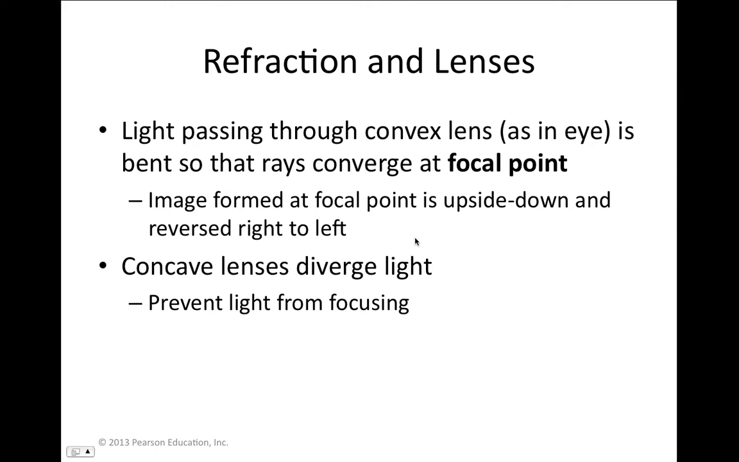So the image is formed at the focal point upside down and reverse right to left. So you actually do see upside down and backwards in the eye. But your occipital lobe, your cerebral hemispheres, are going to flip that vision so you see it properly. The concave lens will diverge light, preventing it from focusing on certain images. So you can actually increase the concavity of the lens to prevent the light from focusing too much on one point. You diverge it more so that it lands on the right spot.